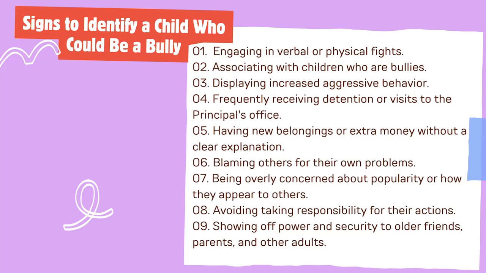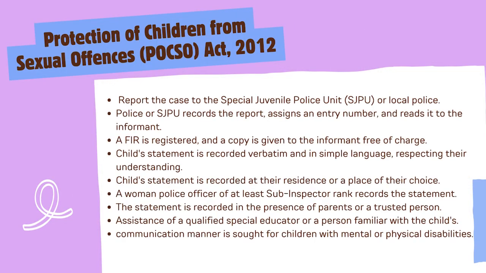interactions with adults online. Signs to identify a child who could be a bully: engaging in verbal or physical fights, associating with children who are bullies, displaying increased aggressive behavior, frequently receiving detention or visits to the principal's office, having new belongings or extra money without a clear explanation, blaming others for their own problems, being overly concerned about popularity or how they appear to others, avoiding taking responsibilities for their actions, showing off power and security to older friends, parents, and other adults.